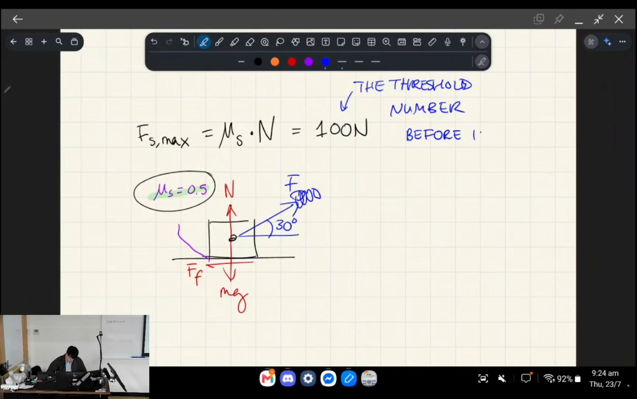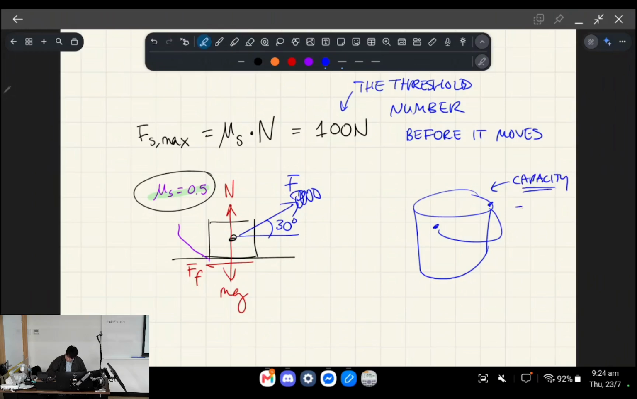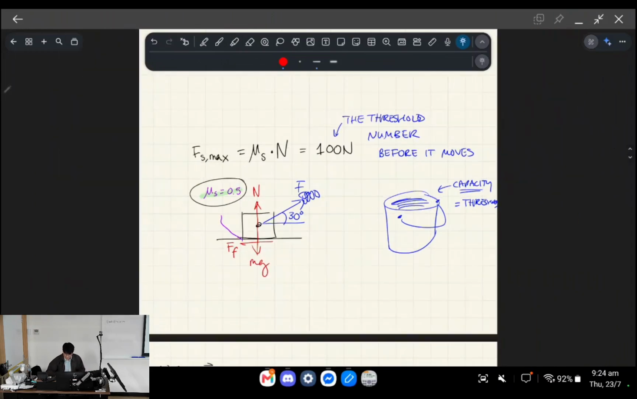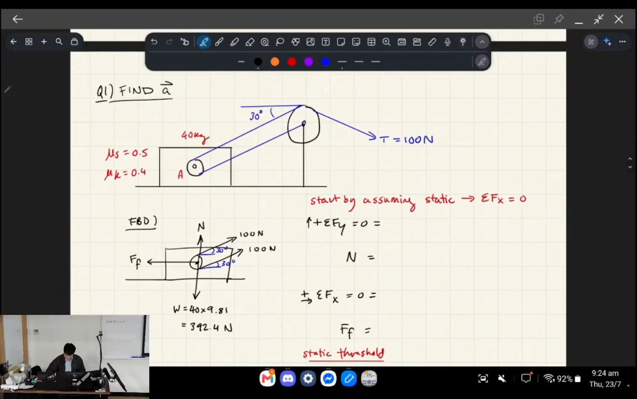Before it moves, okay? So if you think of it like a bucket, I'm just going to use a bit of a different analogy. There's a bucket that can hold water. The capacity of the bucket is your threshold. And if we were to fill up the bucket with water, and in this analogy that just means you're pulling on the rope harder and harder, at some point the bucket overflows, okay? And once it overflows, your system starts to move, okay? So that's kind of what you have to think about. Hopefully that'll make more sense as we do the question.